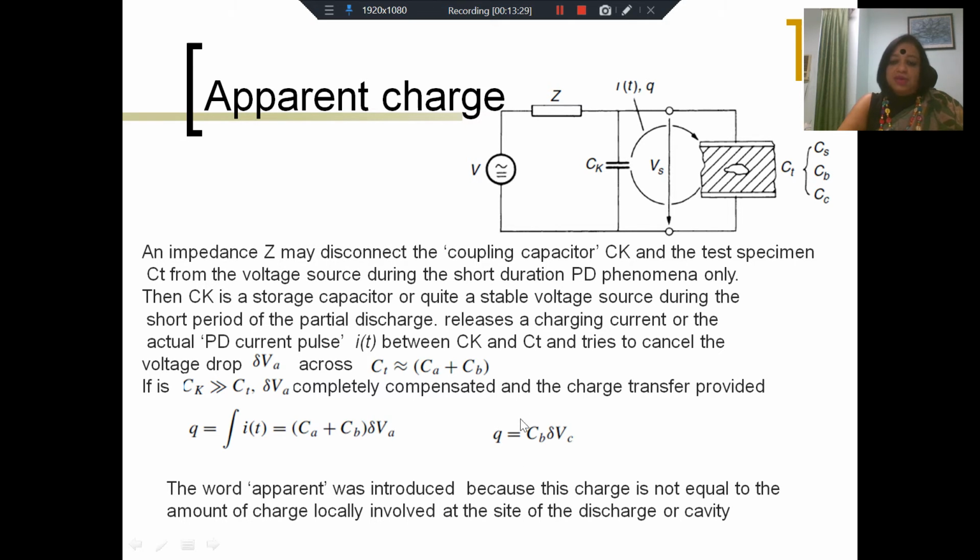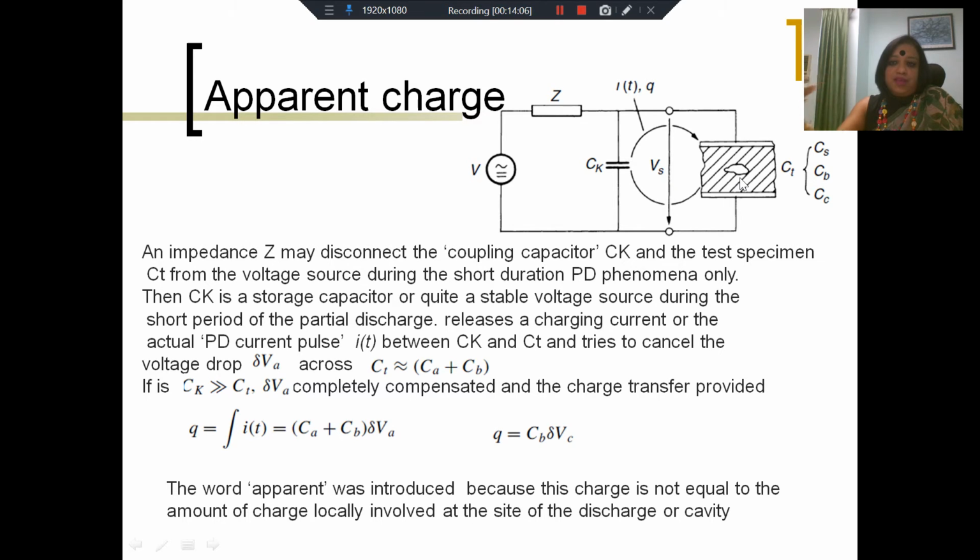We also know that Q is approximately equal to Cb times delta Vc. So therefore, this is the charge Q which can be measured. This is the charge Q which can be measured across the potential across Ck. So you can measure the potential difference across Ck by measuring the charge that flows in the circuit comprising Ck and Ct. So you will have a measure of the charge which is involved in the discharge within the volume Cc. That is the discharge of the capacitor Cc.